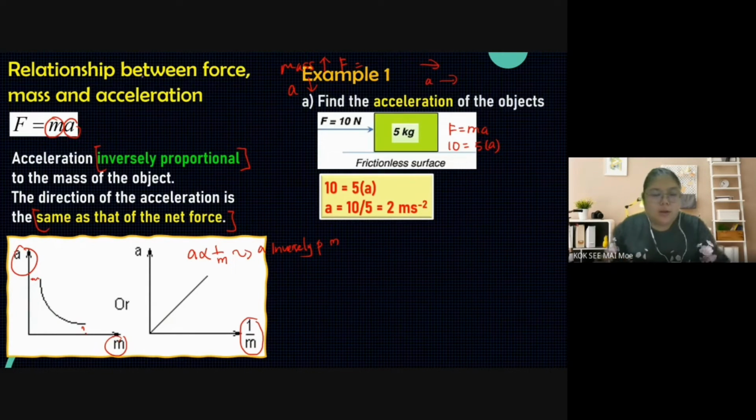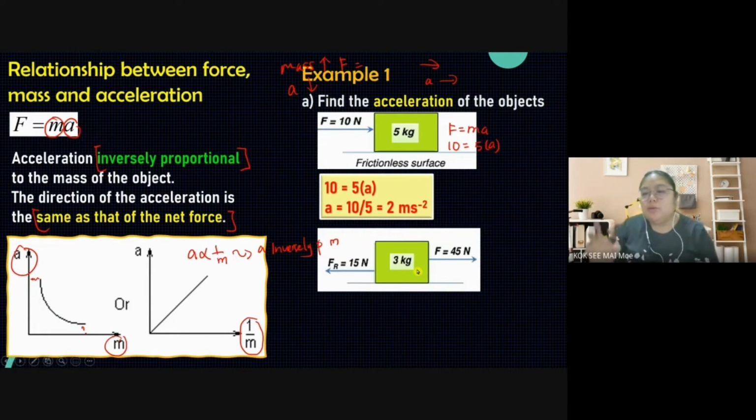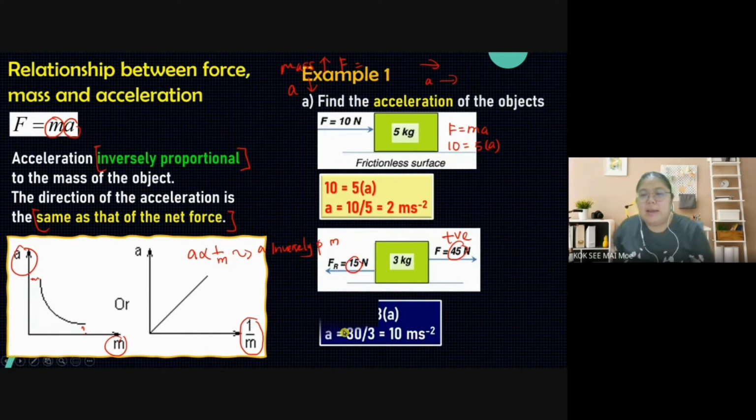Okay, then we go and see the B. B has two forces acting on the block. Okay, on the right you have 45, on the left I have 15. Normally we take the biggest one as the positive direction, because for the final answer I don't want a negative. So from here I need to take 45 minus 15. Okay, 15 is the friction. After that, 3 is the box mass, then the acceleration. Finally, sure the box is moving because your pulling force is bigger. So I get 10 m/s^2.